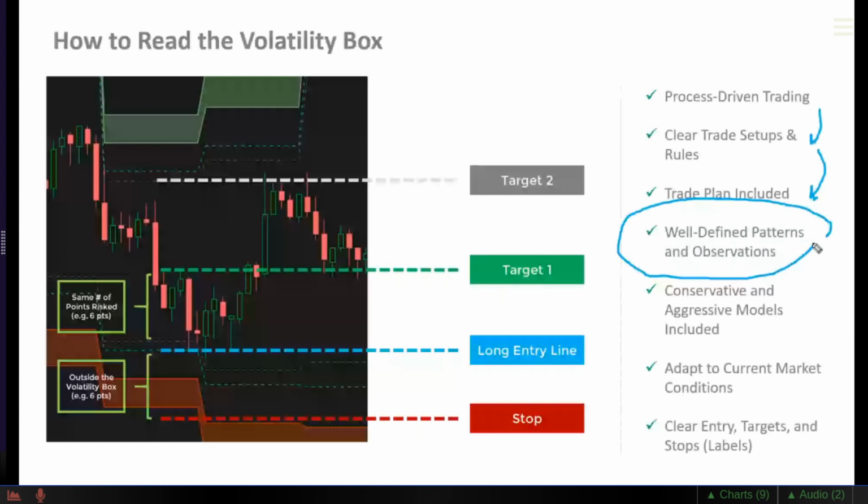You're not hoping that something sticks, but you're trading probabilities, right? And so if it doesn't work, that's fine. It's probabilities. It's just another trade.